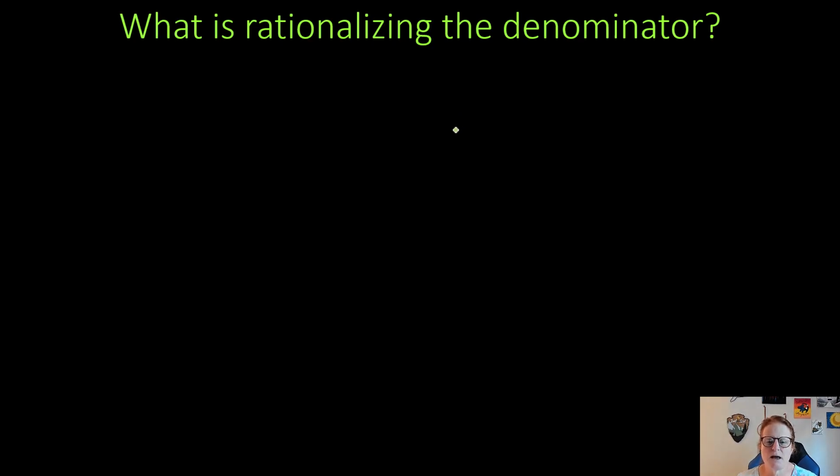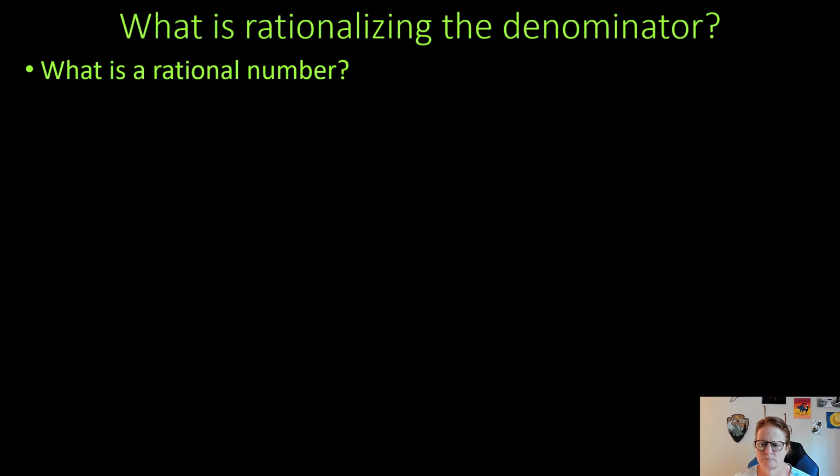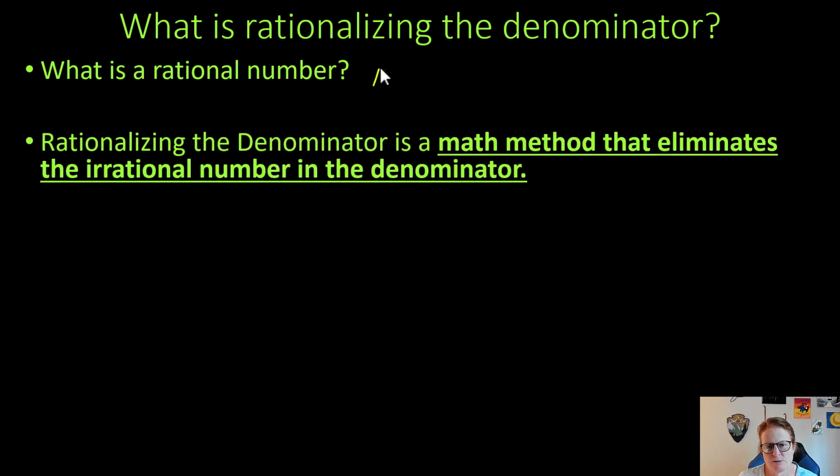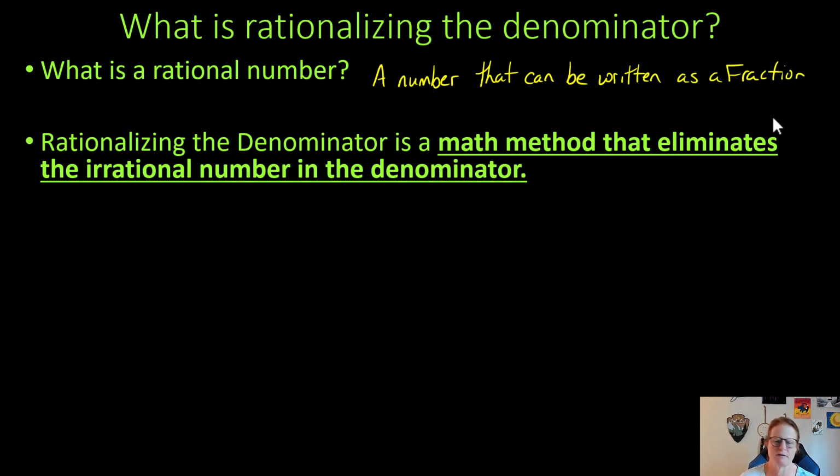So what is rationalizing the denominator? Well, first off, what is a rational number? A rational number is a number that can be written as a fraction. This is your standard definition. If you were to Google what's a rational number, you're going to get this. And if you notice, ratio is in the word right here, ratio. And a fraction is a ratio, 2/3.